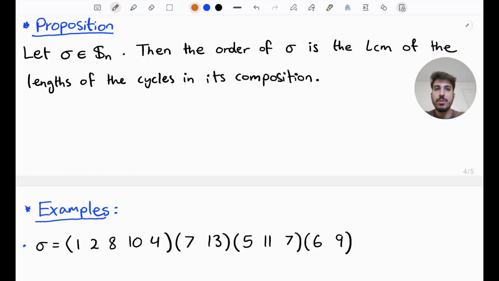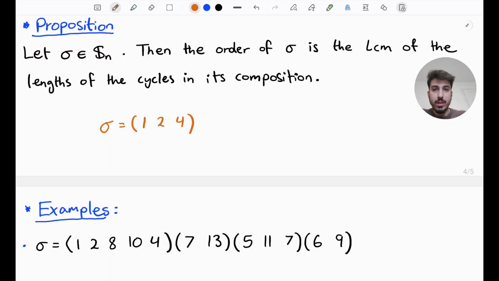But to calculate the least common multiple of the lengths of the cycles, we need to calculate first, practically, the order of a single M cycle. So let sigma be an M cycle. Let us say sigma is, let's say, 1 goes to 2, which goes to 4. Okay?